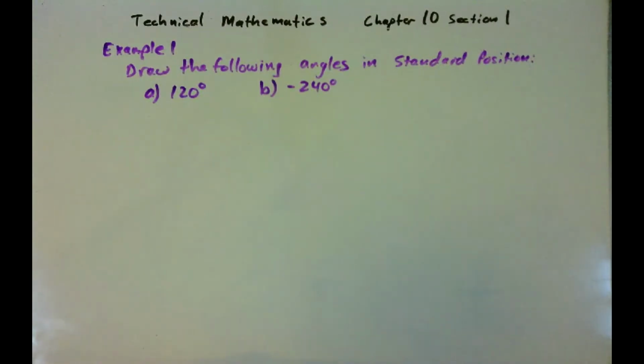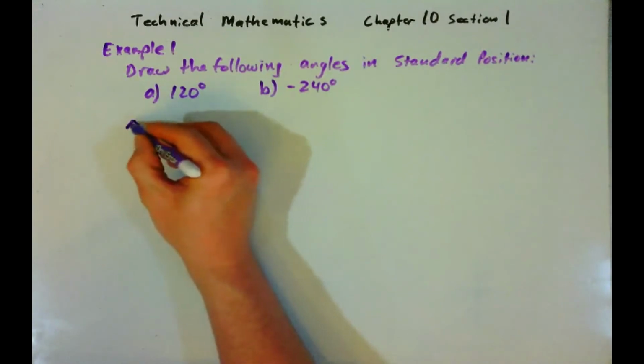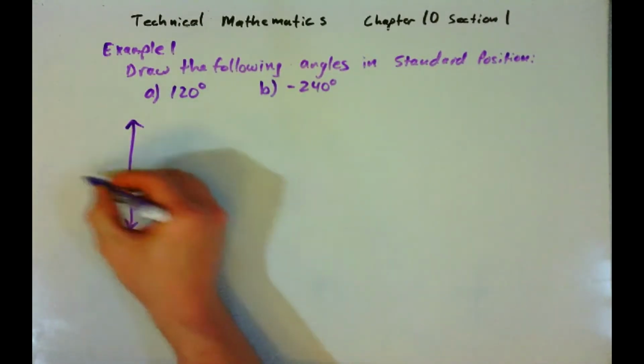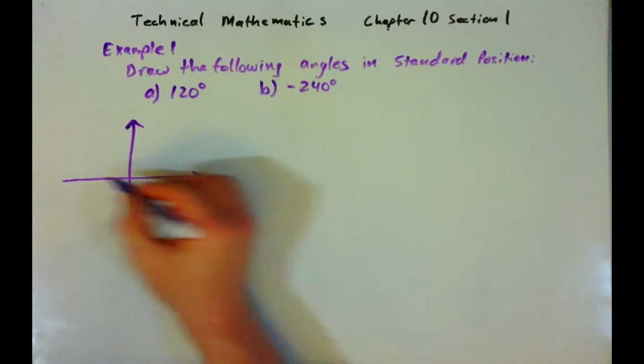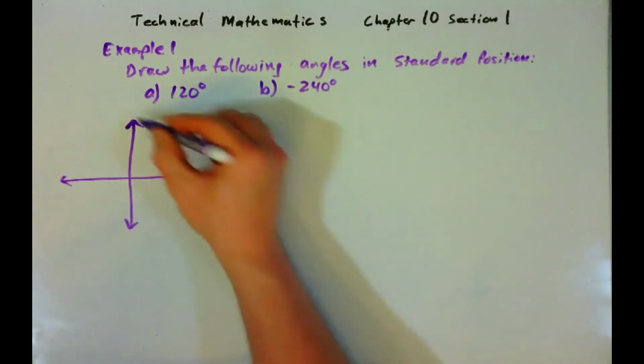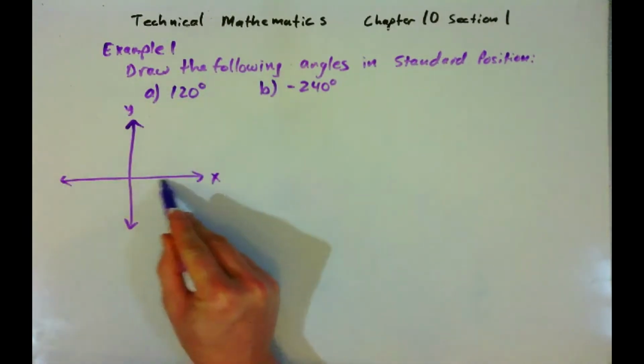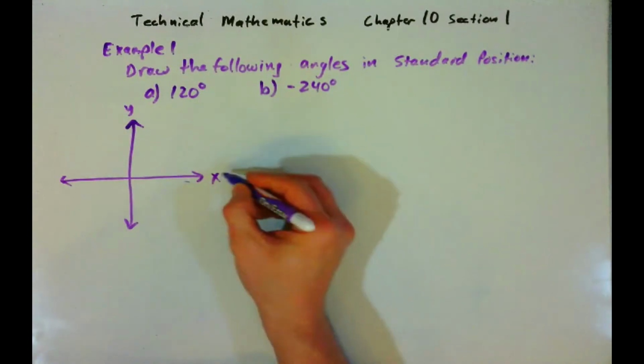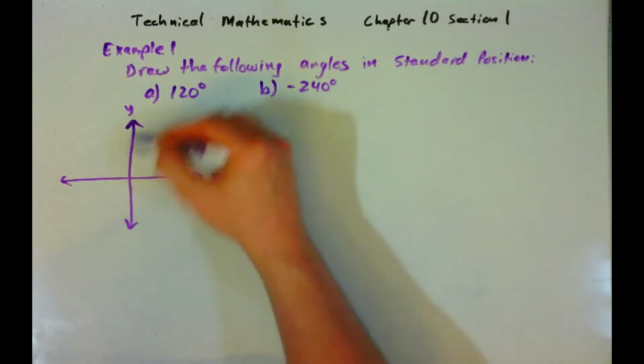This is example 1. It says draw the following angles in standard position. And so by standard position they mean in a coordinate plane with an XY axis where the positive x-axis is considered 0 degrees. So anything out here is 0 degrees.